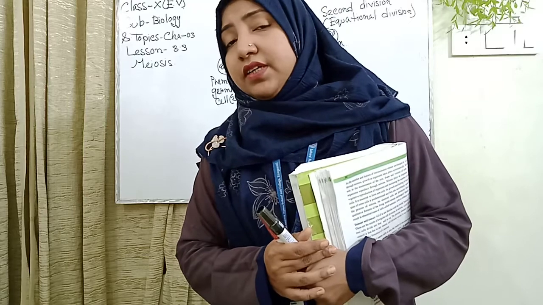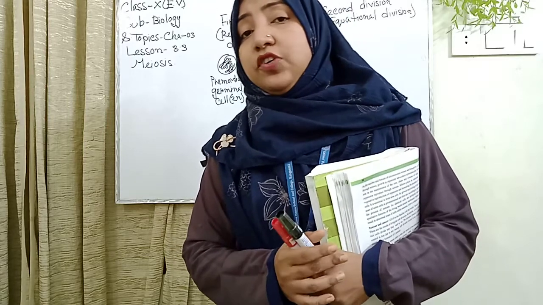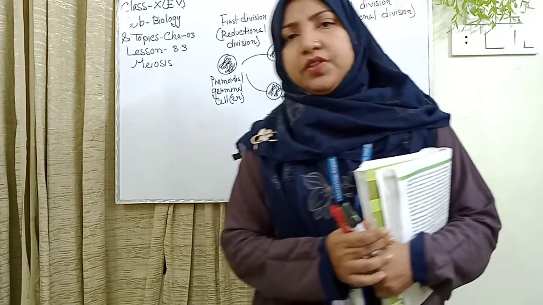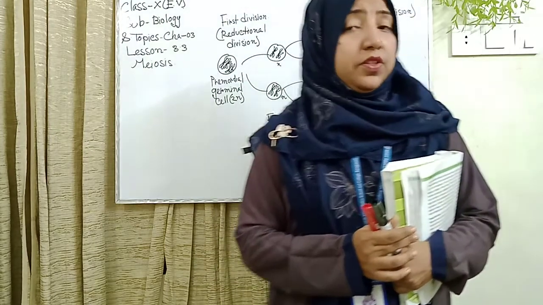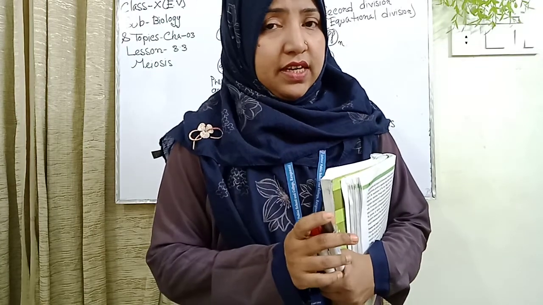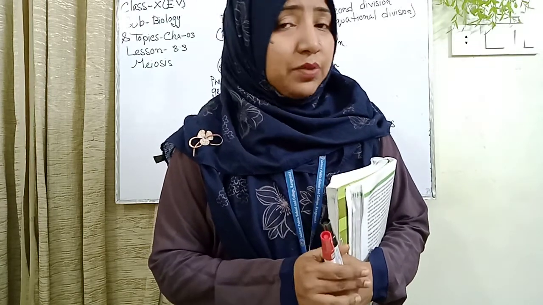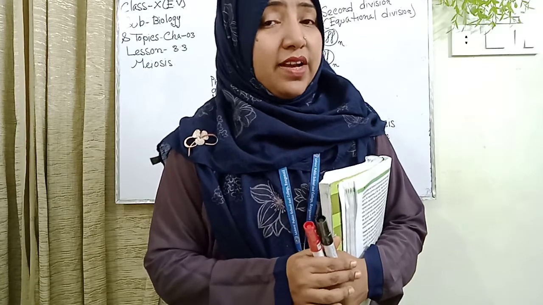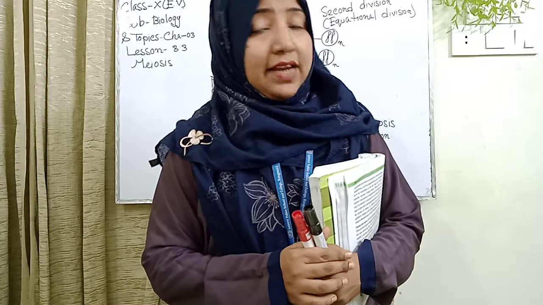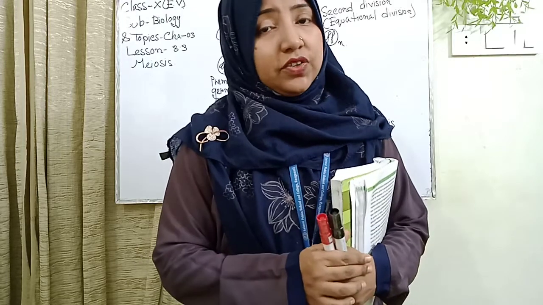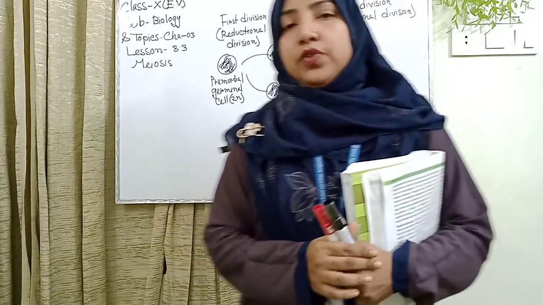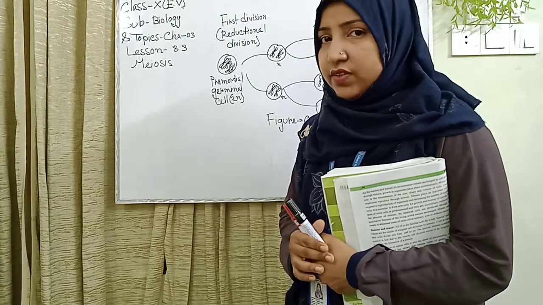In the previous class, I started our new topic, Chapter 3, cell division. There are two types of cell division: one is mitosis and the other is meiosis. In the previous class, I explained mitosis, which happens in somatic cells and also in asexual reproduction. Today, I will explain meiosis.